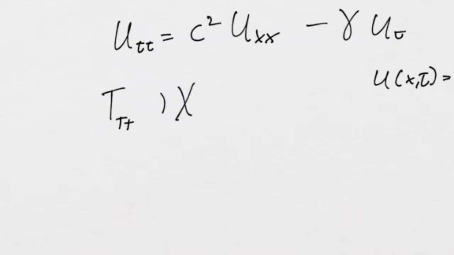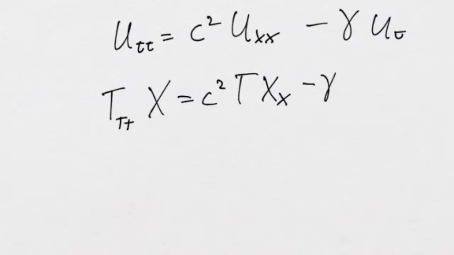Obviously, it's clear that the function capital T is only a function of t and X is only a function of x. So I do this, and then I'll say c squared, and then the second derivative with respect to x is going to be the opposite. It's going to be T, and then X double prime, like that. And then the first derivative with respect to t is going to be minus gamma X T prime.